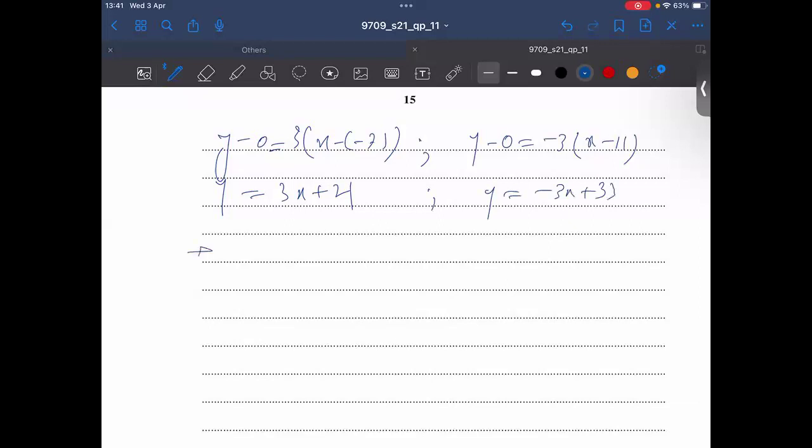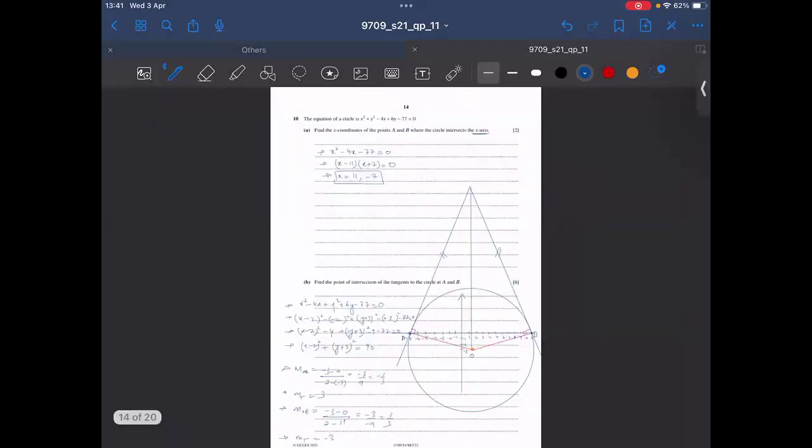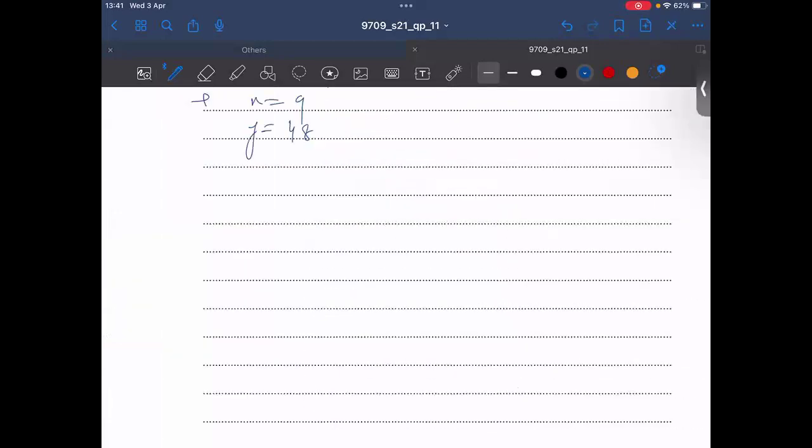I'm going to substitute these. 3x plus 21 equals minus 3x plus 33. So it's going to be 6x equals 54, and x equals 9. And y is going to be equal to what? 3 times 9 is 27, 27 plus 21 is 48. All right. So 9 comma 48. That's what you're getting, the coordinates of the point of intersection.